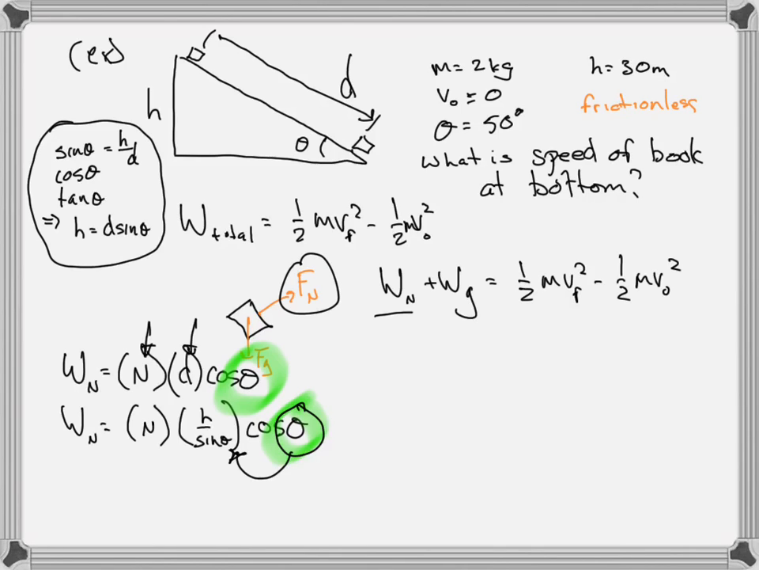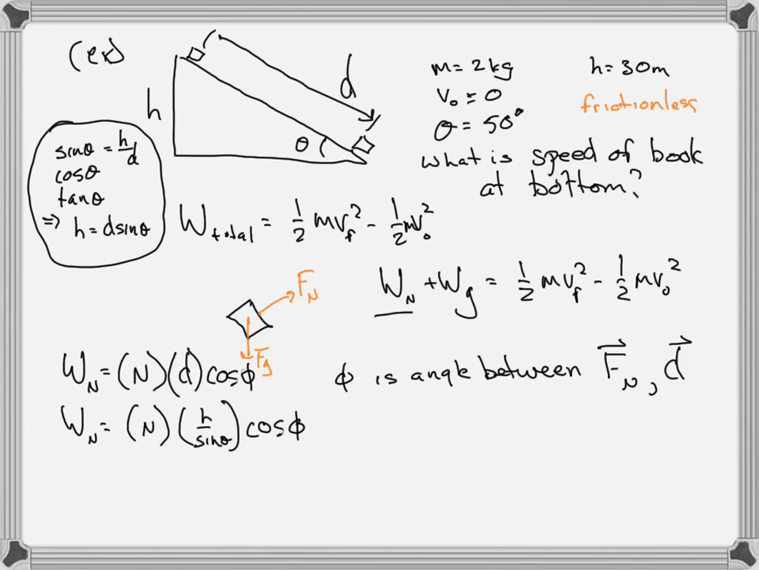Here's what I should have written. Got to differentiate between the angle of the ramp and the angle in the work. The angle in the work is the angle between the two vectors. And just in case this is throwing anybody off, I'm going to replace n with f sub n, because that is just the normal force. F sub n. This is the work done by the normal force. So I'm going to give it a different Greek letter, phi, and phi is the angle between those two vectors. What is the angle phi?